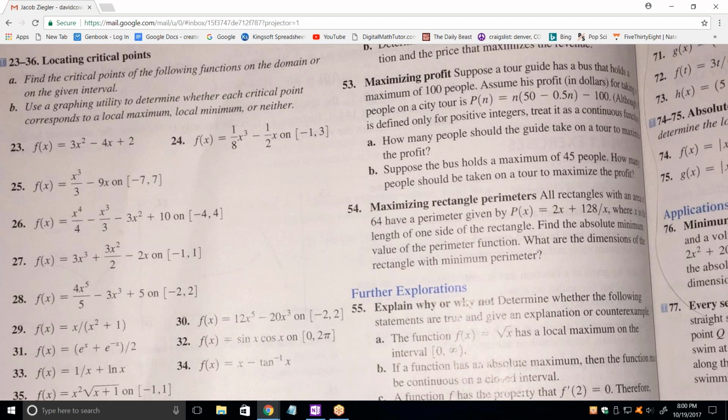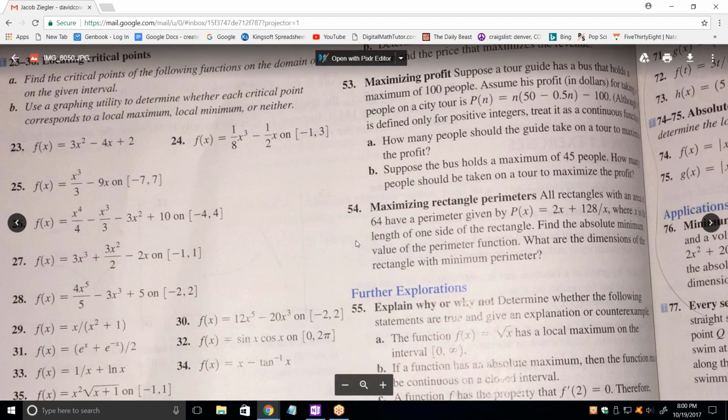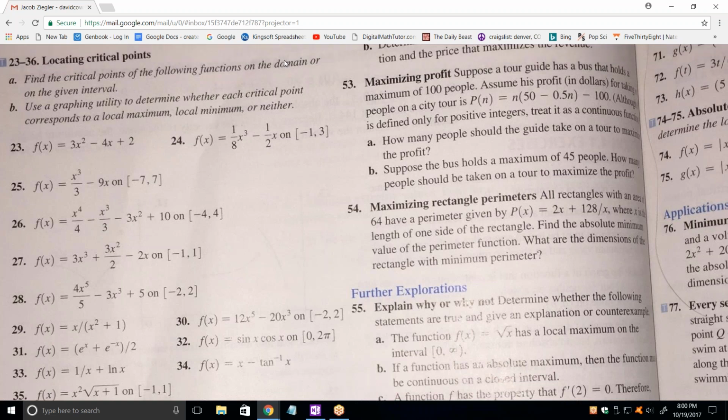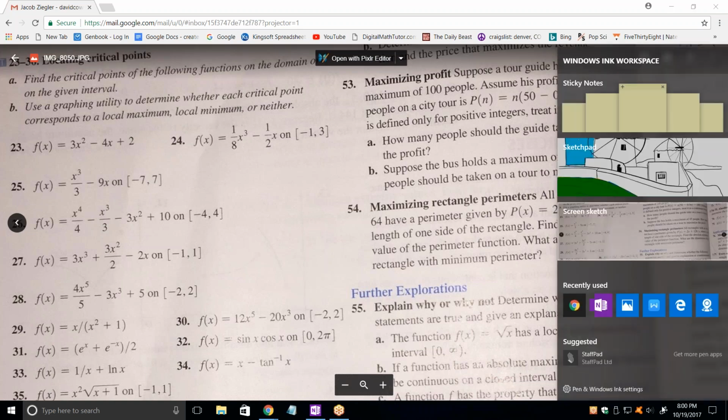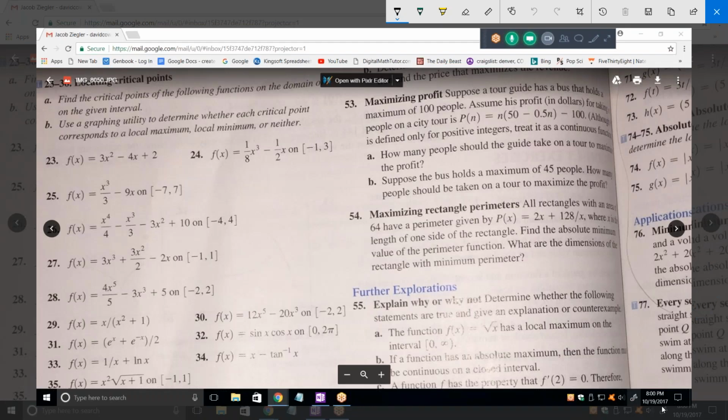Let's go back and look at 53. Since we got 10 minutes, that's another maximizing problem. Notice the number one thing you want to figure out when you're trying to maximize a problem, in other words, an optimization problem, is what is your function you're trying to optimize.